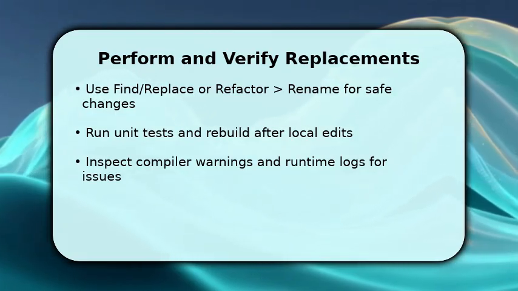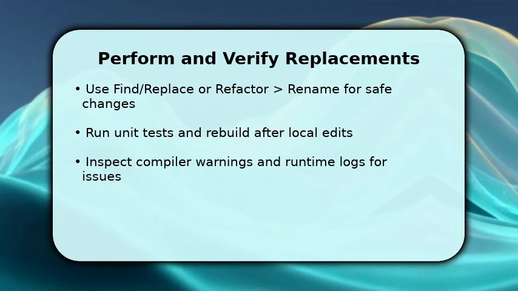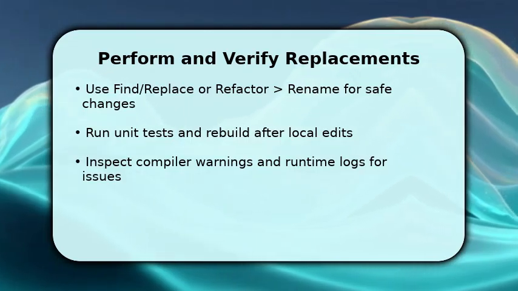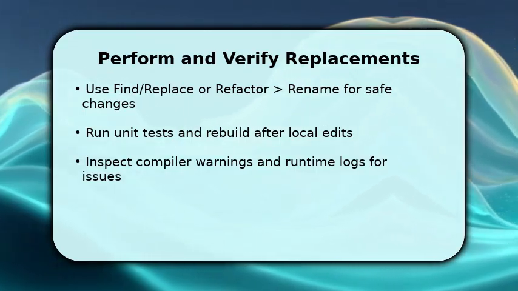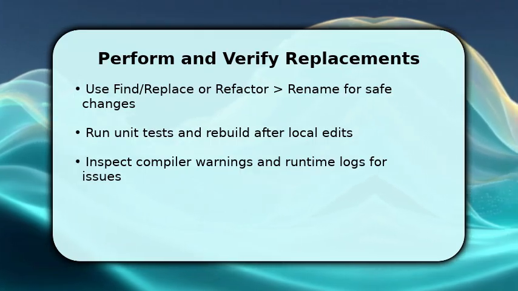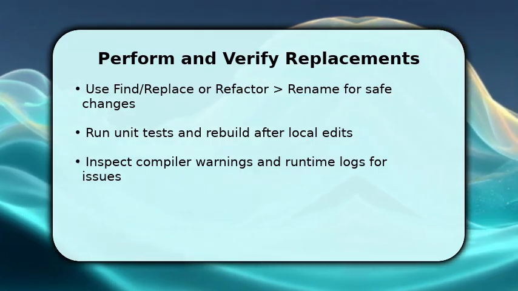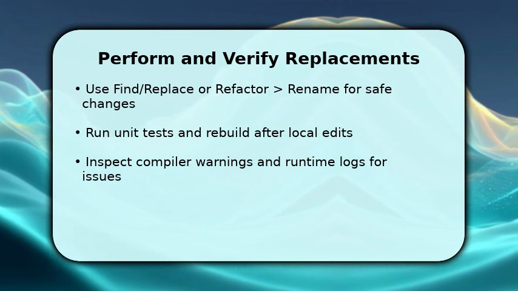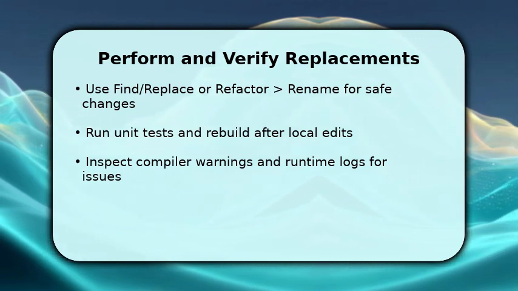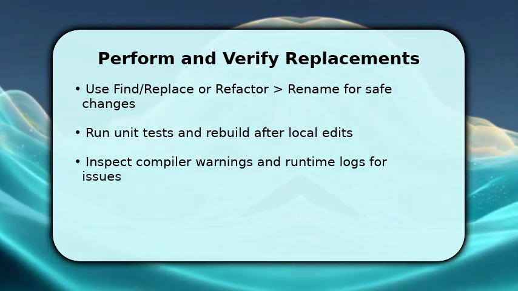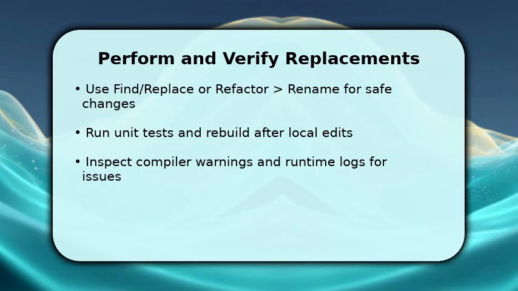After editing, rebuild the solution and run affected unit tests to catch compile or behavioral regressions. Once tests pass locally, run the application or a targeted integration test to validate runtime behavior. Make sure to review warning messages and fix them before committing to keep code quality high.